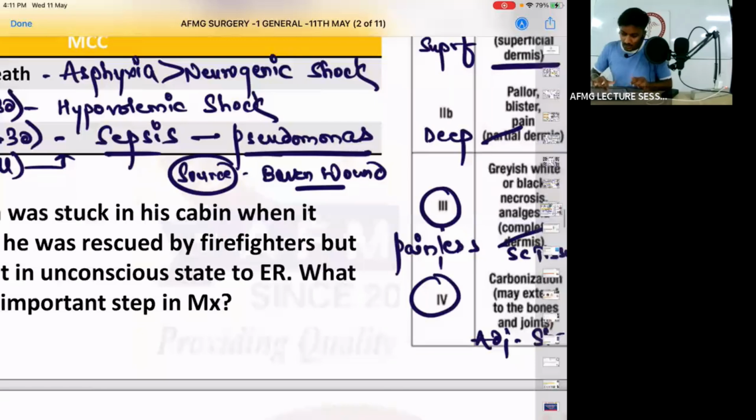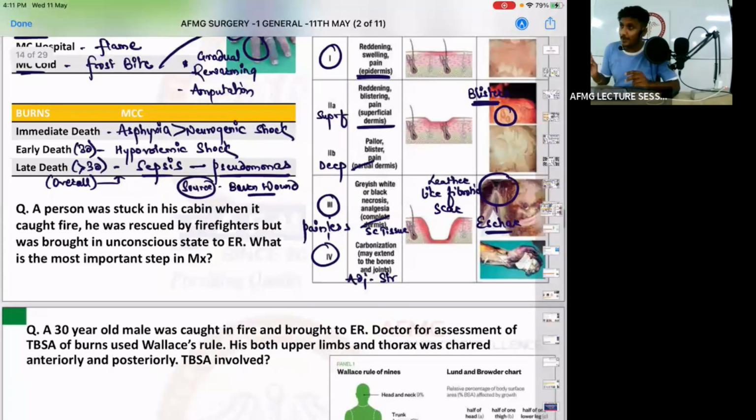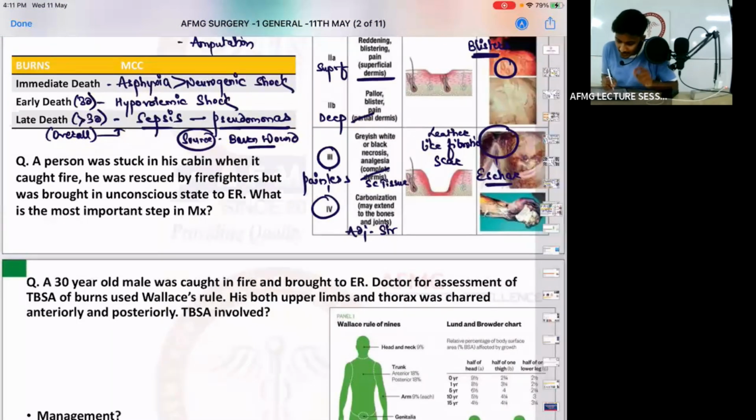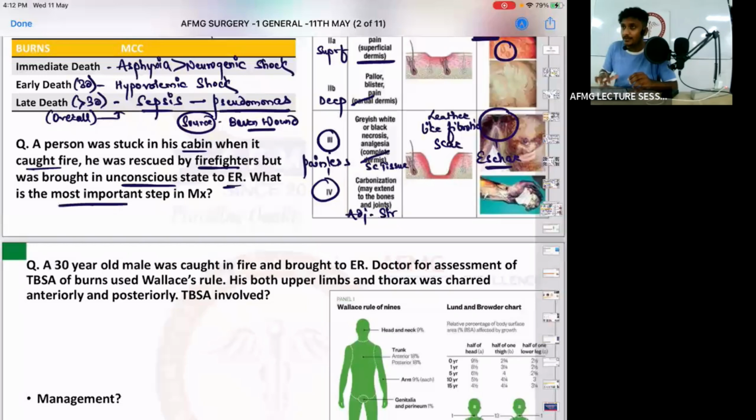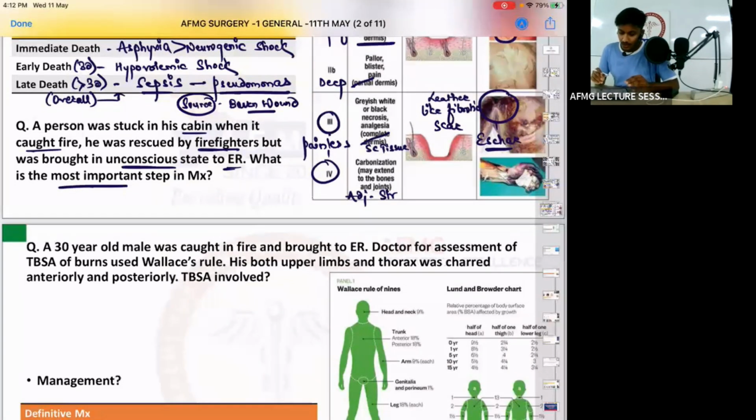Okay? Then a person was stuck in his cabin. Remember this, important question. A person was stuck in his cabin when it caught fire. He was rescued by firefighters, but was brought in unconscious state to the emergency room. What is the most important step in management? So he was stuck in a cabin, that means an enclosed room. So the room was closed, right?